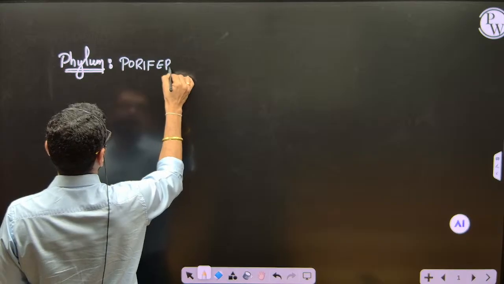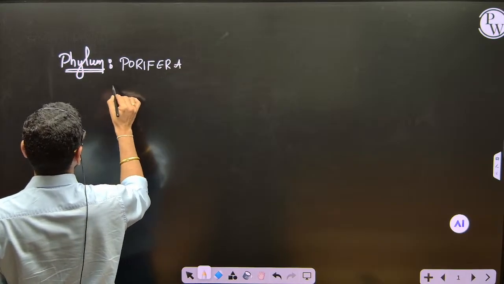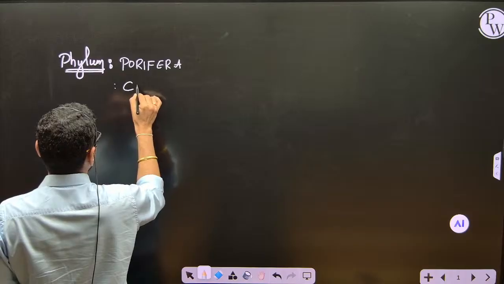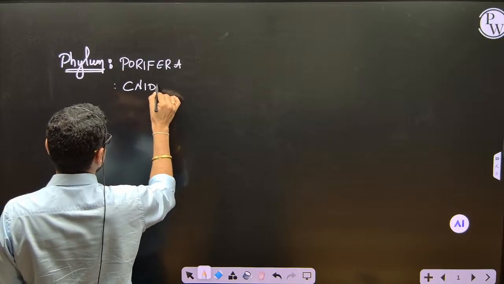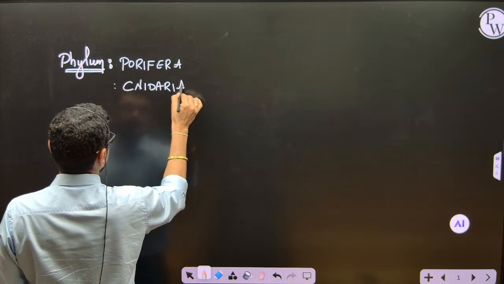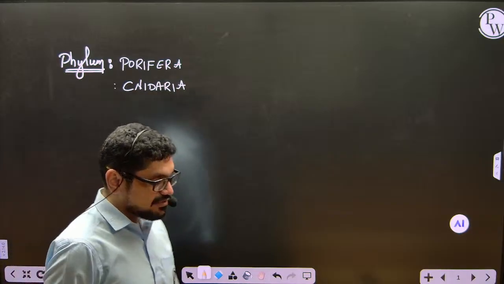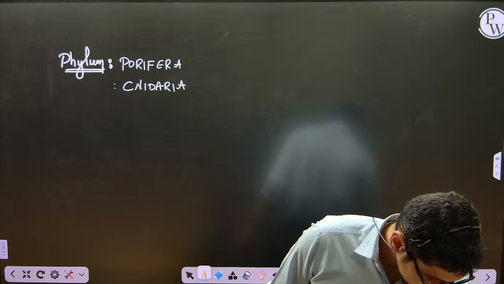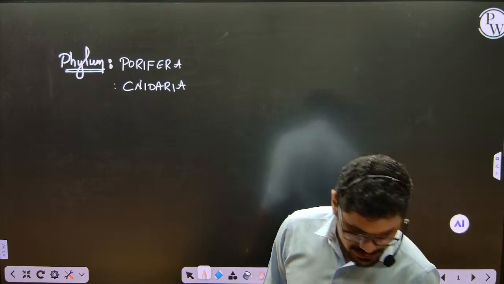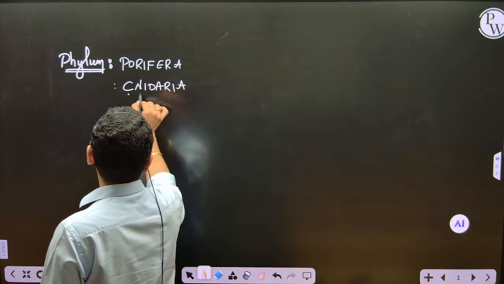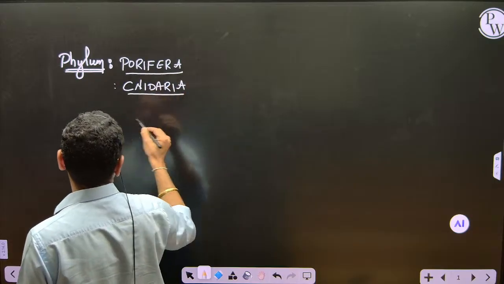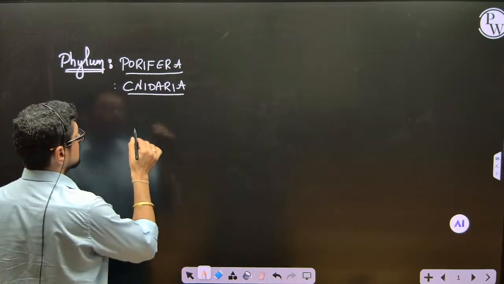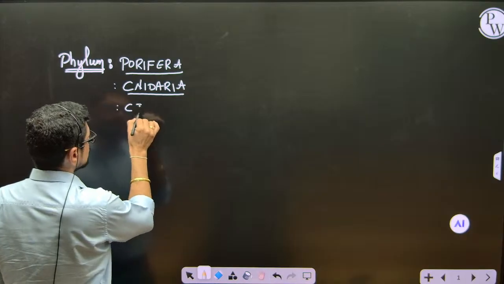phyla like phylum Porifera, which includes sponges, and then phylum Cnidaria. Already I explained this also, Cnidaria, and the phylum Ctenophora. Can you recollect the example of phylum Porifera? Example for phylum Cnidaria. Please try to recollect. Okay, and then phylum Ctenophora.